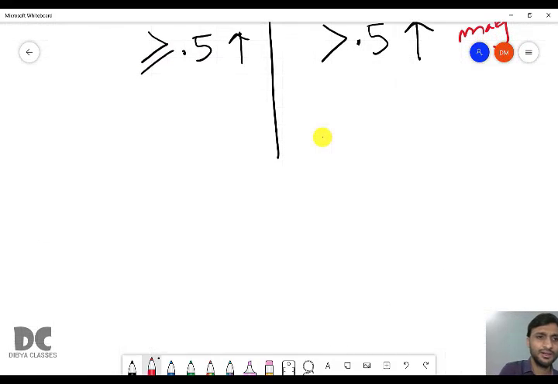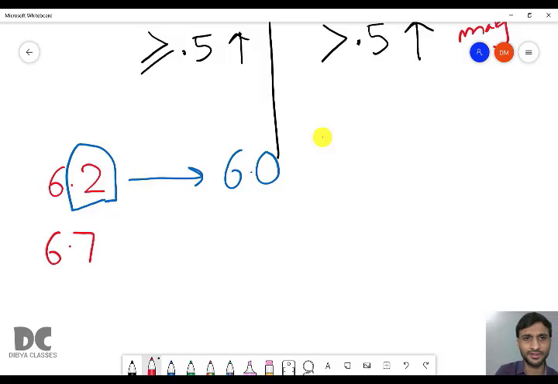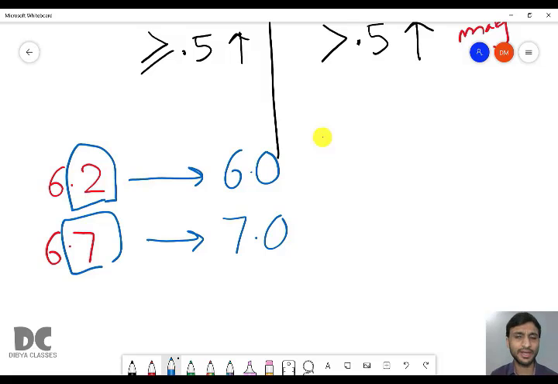So for example, you have 6.2. Here 0.2 is less than 0.5. So what you will do? You will decrease. So your answer will be 6.0. Next, for example, you have 6.7. So here 0.7 is greater than 0.5. So what you will do? You will increase the value. So it will become 7.0. Again, the answer will always be in double, in real. Okay. So you have to take double data type.